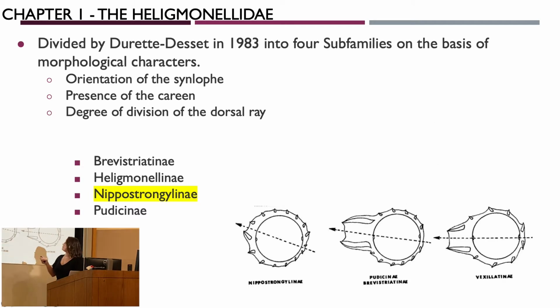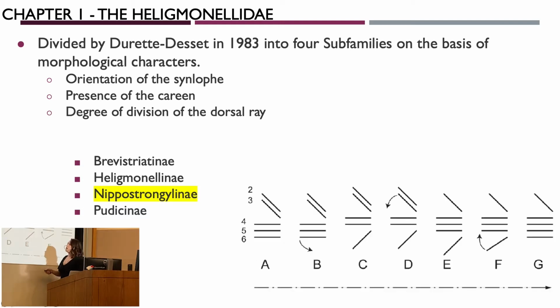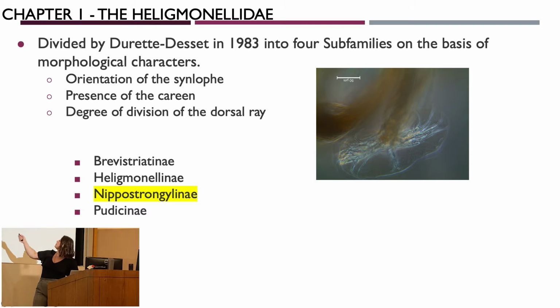Here are some other examples of synlophe that we see within these worms. And here is a bursa. These worms are armed with a copulatory bursa in the males, and we can see division of these rays within the bursa. And we can use those to diagnose different groups. So these guys were diagnosed into the Brevistriatinae, the Heligmonellinae, the Nippostrongylinae, and the Pudicinae. And there's a bursa for you guys, just to show you what this looks like when we spread them out.